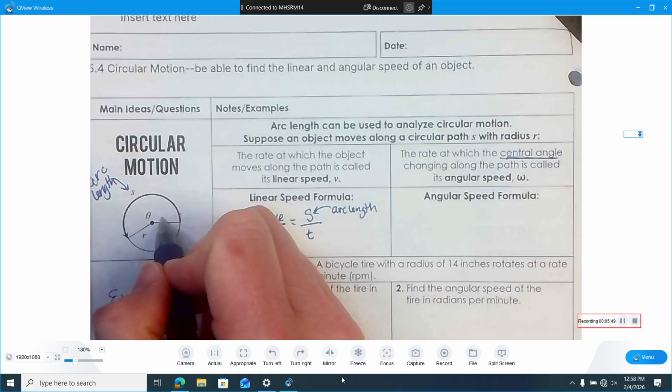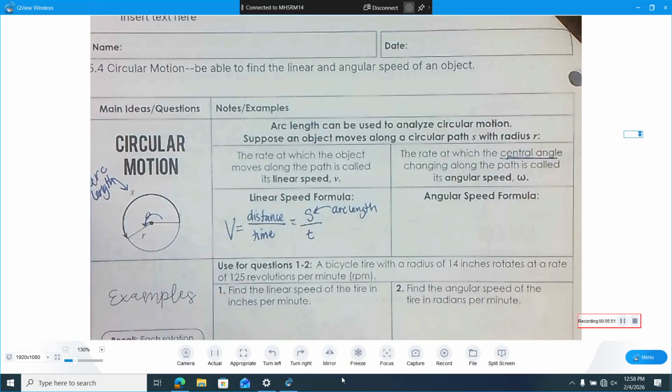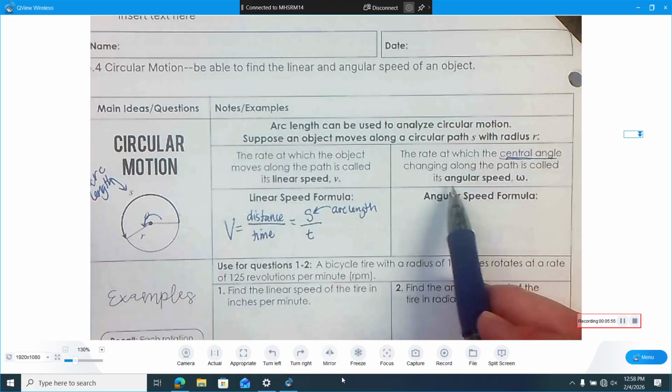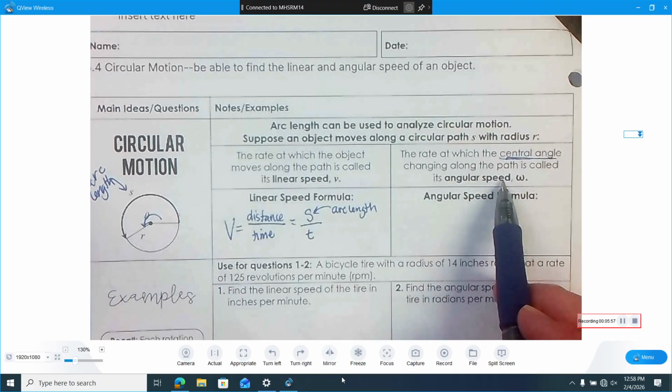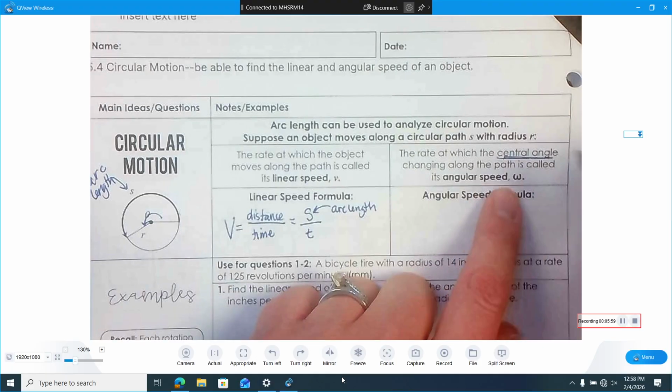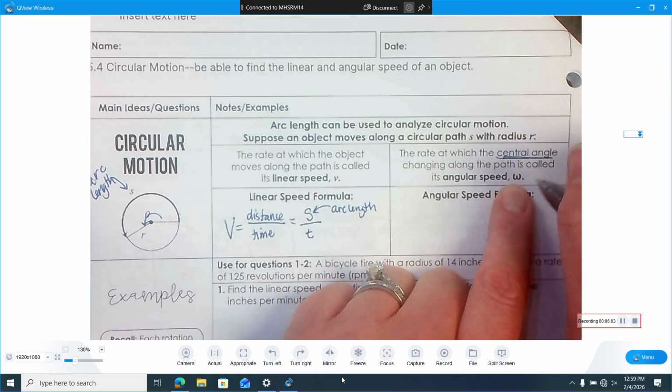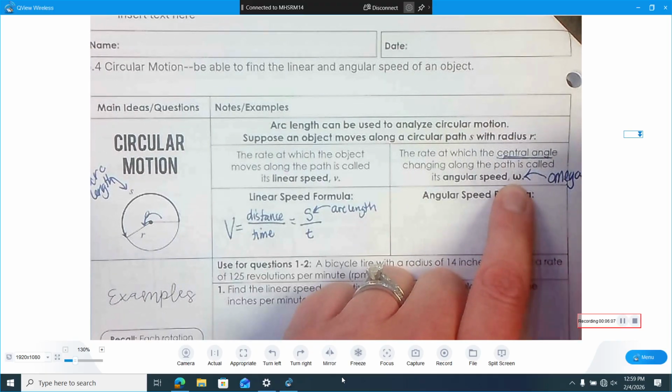Now, the rate at which the central angle is changing. So we have our little central angle, theta. The rate at which the central angle is changing along a path is called angular speed. And again, angular speed uses this letter that looks like a curly W. That is the Greek letter omega. It's lowercase.